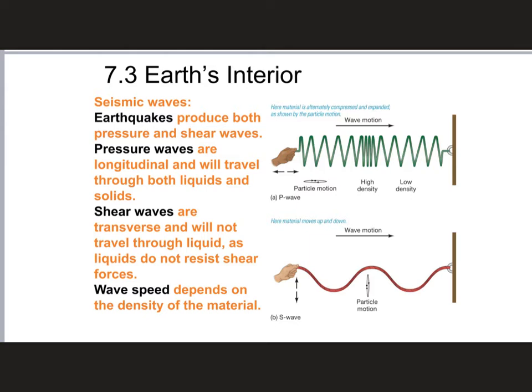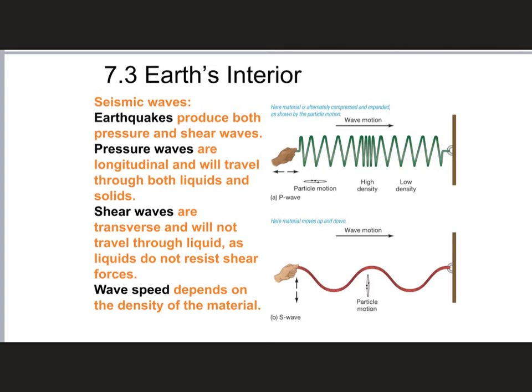Now, in order to do that, we have to understand that there are two fundamental kinds of waves. One kind of wave is called a longitudinal wave. With a longitudinal wave, the motion of the particles in the wave are moving along with the wave. So if I have my hand here and I'm shaking this spring back and forth like that, the waves are going to travel towards the wall.